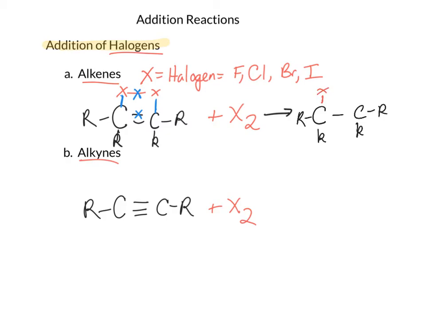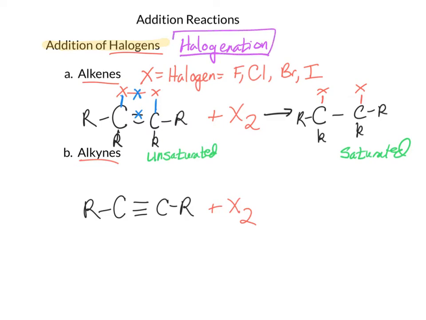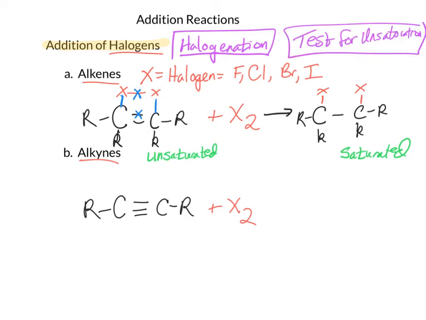But in this case, it's called a halogenated alkane. We have again gone from an unsaturated compound to a saturated compound, and this process is called halogenation. This reaction is often used to identify how many multiple bonds are in a compound. When we've used this reaction with bromine, we call this the test for unsaturation.